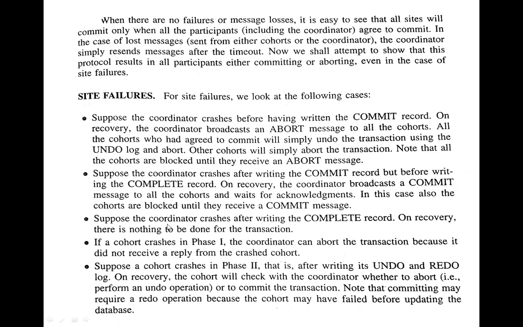So suppose the coordinator crashes after writing the complete record. Nothing will happen, because everything has been done. The coordinator and the cohorts have agreed either to commit or to abort. On recovery, there is nothing to be done for the transaction, because the transaction is either committed or aborted before the complete record is written. Now, the fourth situation is if the cohort crashes in phase one.